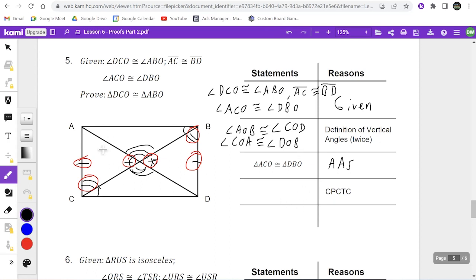Because there's a lot of different things you can say are congruent right now. For instance, I could say this angle's congruent. I can say this side is congruent. I can say this side is congruent. But there's only one, I would say, correct answer. And before you even guess what this statement is, because it would be a guess right now, just remember the prove statement, the last one, triangle DCO is congruent to triangle ABO.